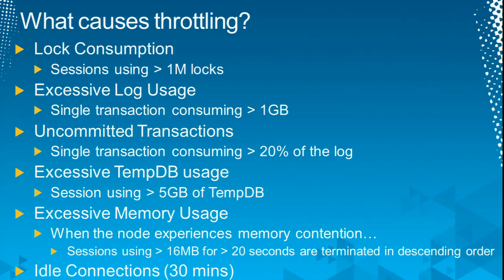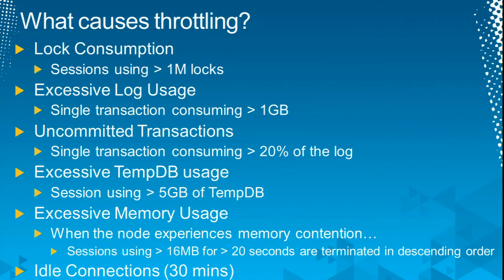Excessive temp DB usage. If you're using more than 5 gigabytes of temp DB, you'll be throttled. This one's a tricky one. Excessive memory usage. In the system, we have these things called watchdogs, and it was called a watchdog for a reason. The watchdog will sit there and monitor the health of all the different nodes in the system. If the watchdog notices excessive memory usage on a box, it'll start with all sessions that are using greater than 16 meg of memory for 20 seconds. It'll start to terminate those in descending order until the memory contention on the box is alleviated.